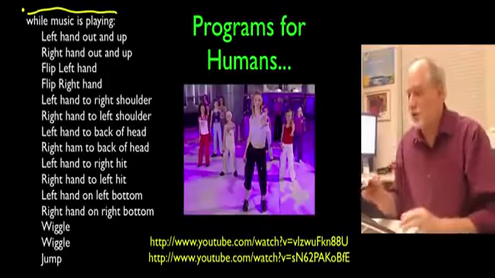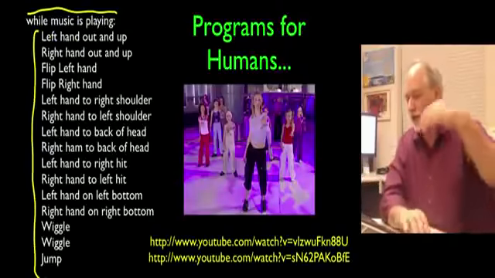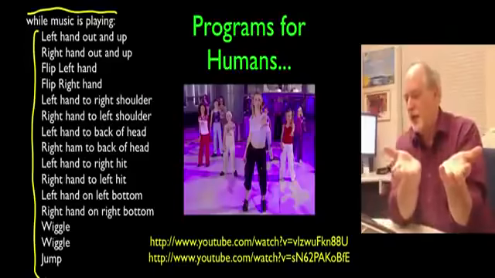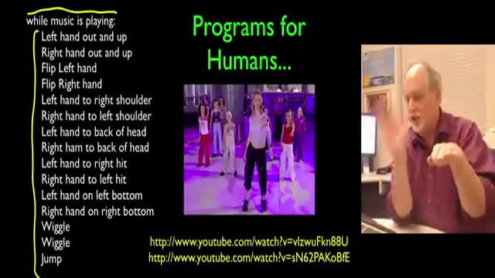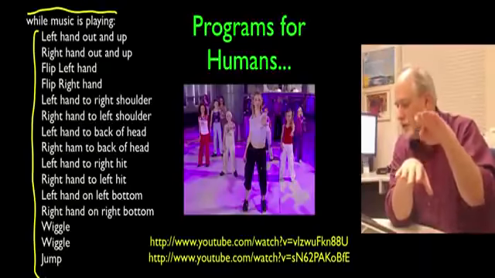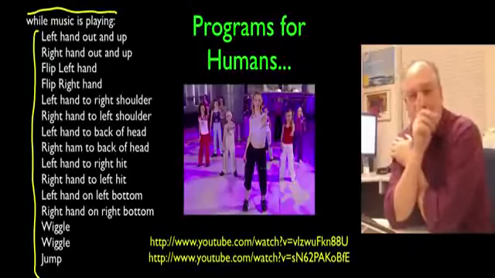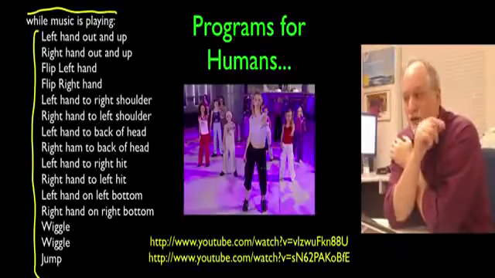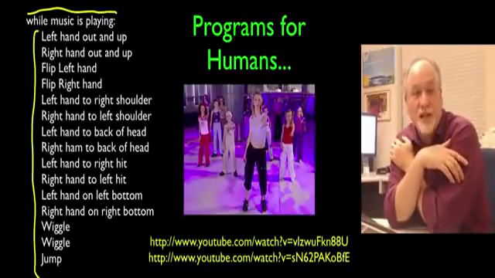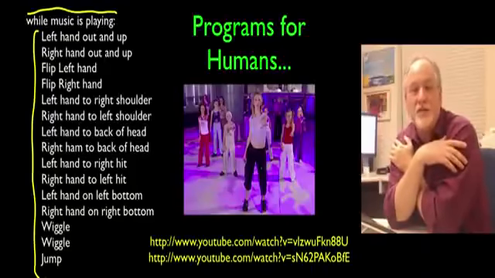So we're going to do this multiple times. So we have this whole group of instructions that we're going to do, right? Left hand out and up, right hand out and up, flip left hand to right shoulder, right hand to left shoulder, etc., etc. Now, this particular little program has a mistake in it. Actually, several. I want you to look and see if you can find the mistakes in the program.